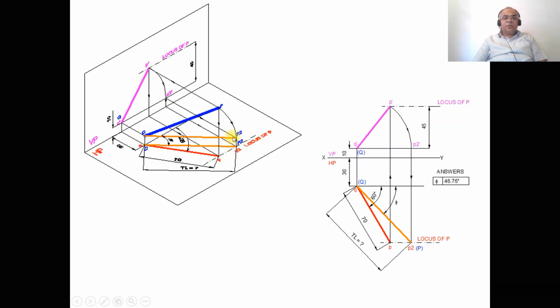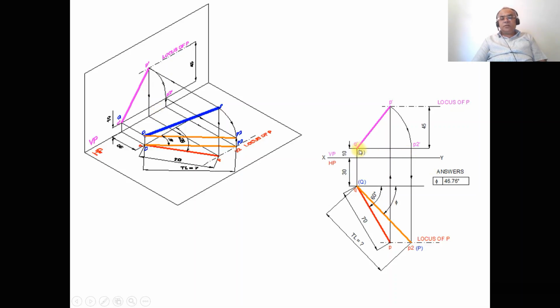As we look from the top view, that has been projected here. So the projection is done from here to here. And then when you look from the top view, that projection is shown here. So that both Q and P2 are joined together. And this is the inclination made by that with respect to VP.